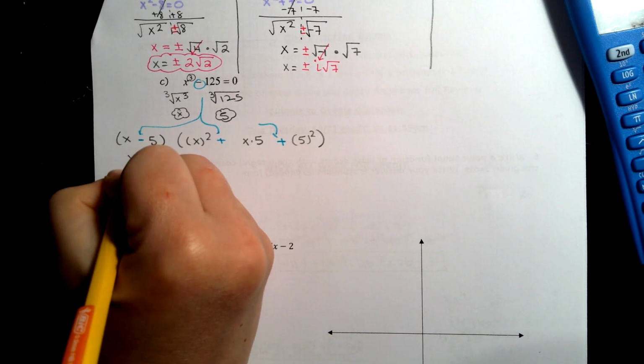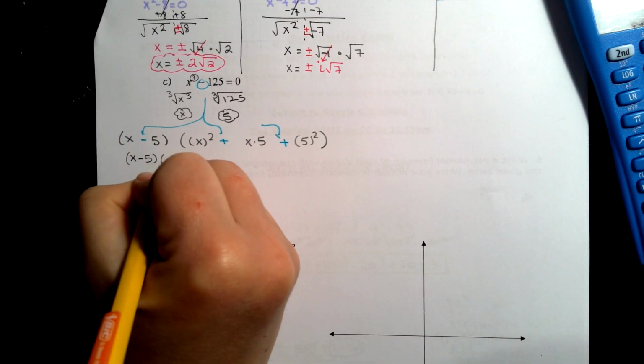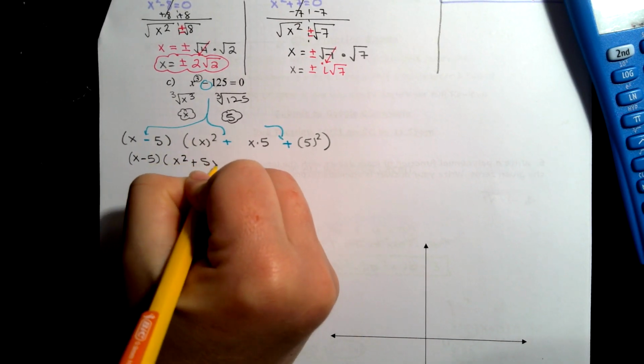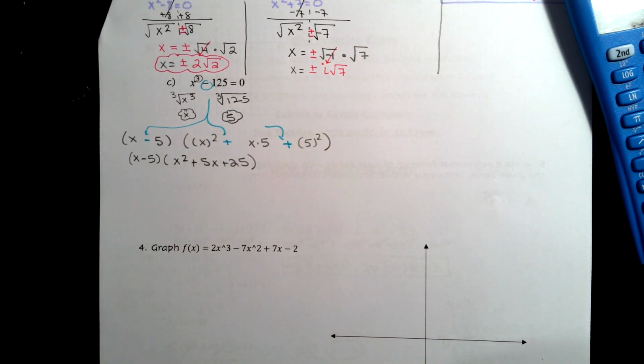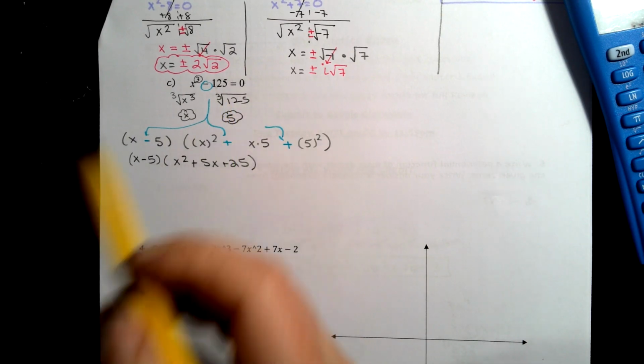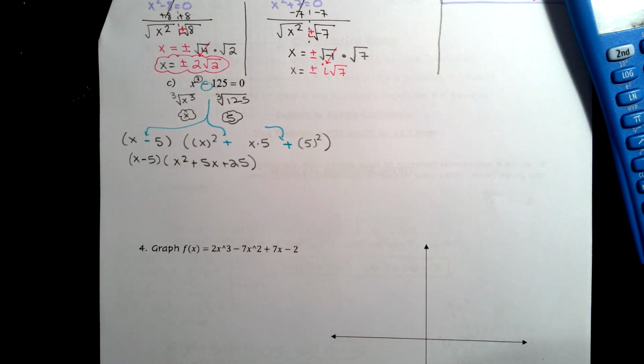And then expand, simplify. So x minus 5, close it. x squared plus 5x plus 25. And again, we're checking for further factoring. Don't just stop here. If it doesn't work on the factoring, then you have to continue using the rational root theorem. If it does work on the factoring, that's fantastic.